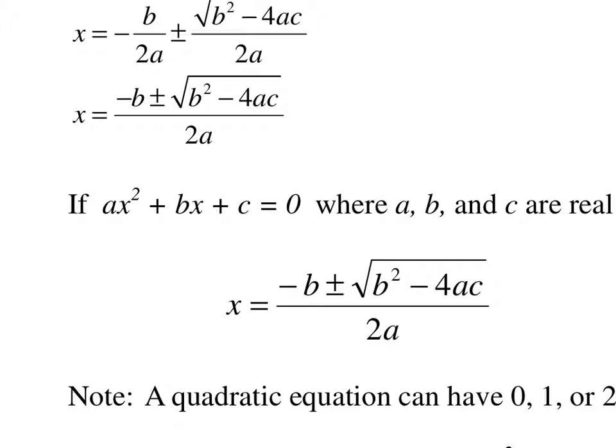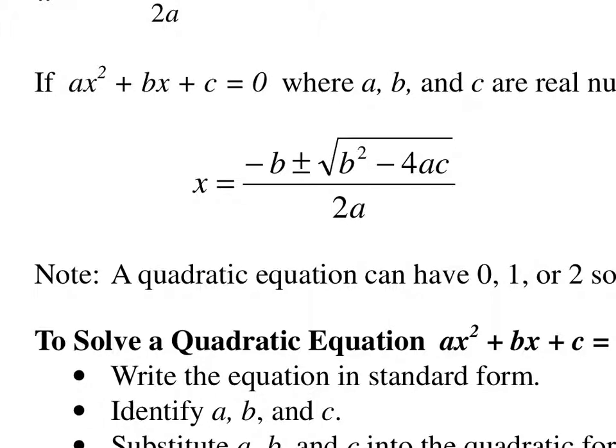One way to memorize the quadratic formula is with the song Pop Goes the Weasel. The quadratic formula is negative b plus or minus the square root of b squared minus 4ac all over 2a. There's a video on YouTube if you want to hear somebody sing it.